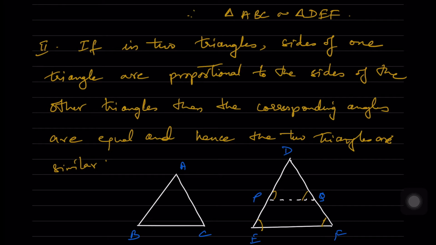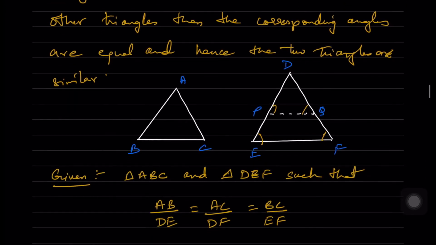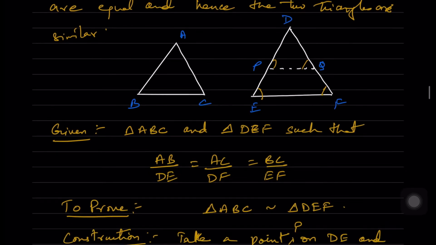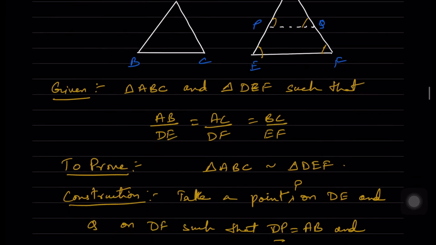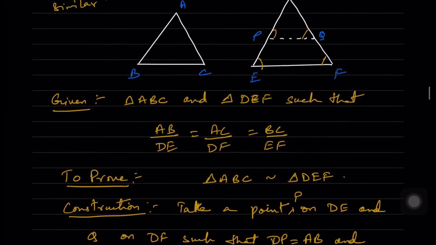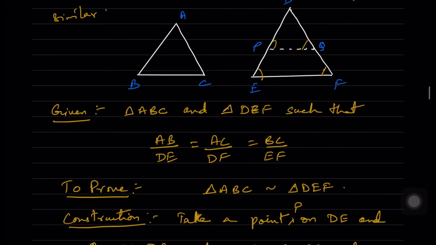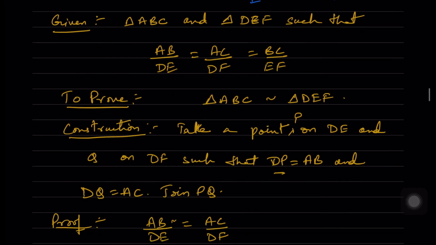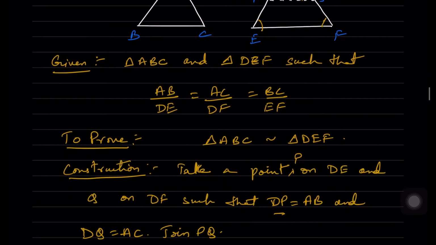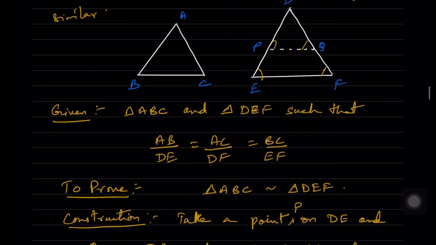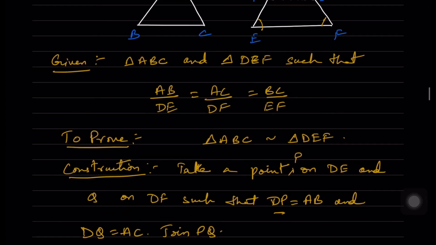So what is given to us is AB by DE is equal to AC by DF is equal to BC by EF. Now we have to prove that triangle ABC is similar to triangle DEF. In between we have to prove that the corresponding angles are also equal. So take a point P on DE and Q on DF such that DP is equal to AB and DQ is equal to AC. Join P to Q.